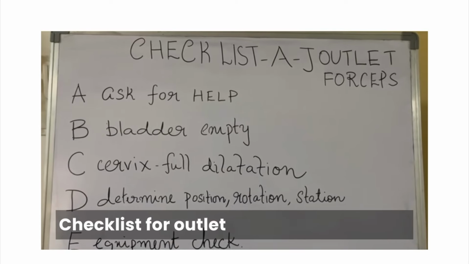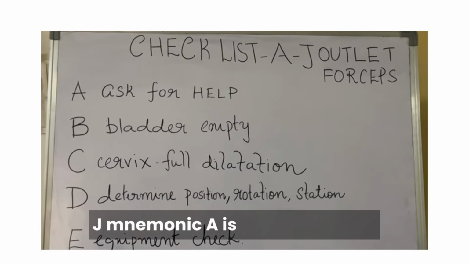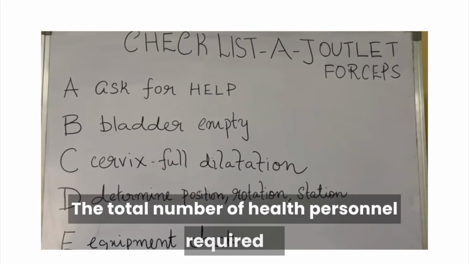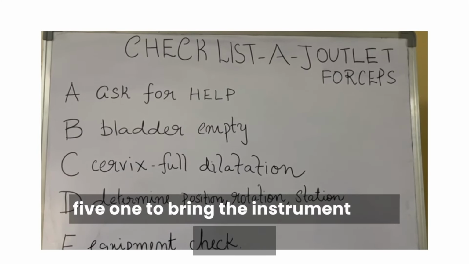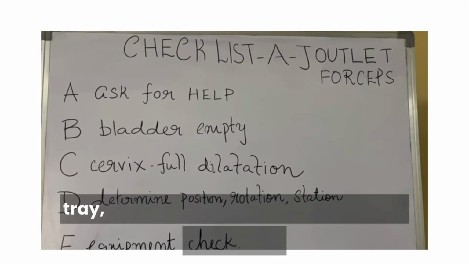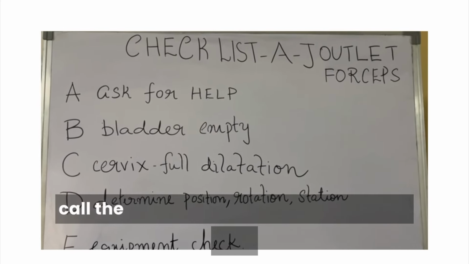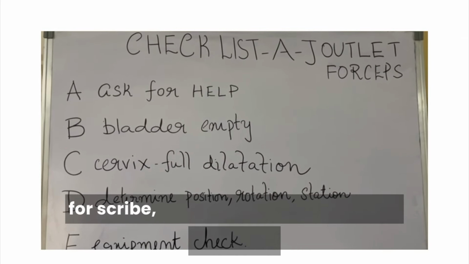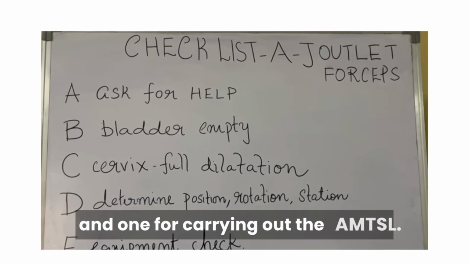Checklist for outlet forceps delivery, A to J mnemonic. A is asking for help. The total number of help personnel required is 5. One to bring the instrument tray, catheter tray and episiotomy tray. Another staff member to call the neonatologist and OR team. One staff for scribe, one staff for supporting the perineum and one for carrying out the AMTSL.